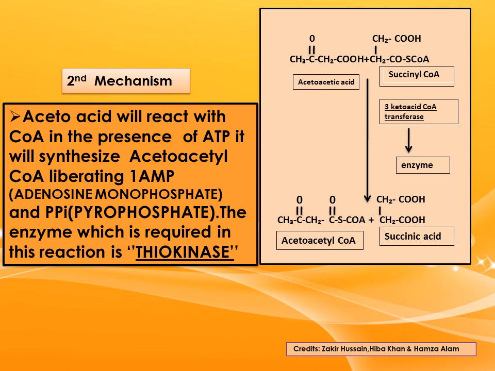The second reaction by which utilization of acetoacetic acid is taking place is the reaction of acetoacetic acid with CoA, and in the presence of ATP, it will synthesize acetoacetyl CoA, liberating AMP and pyrophosphate, that is PPi. The enzyme which is required in this reaction is thiokinase.